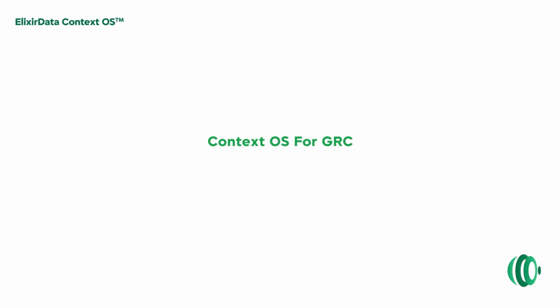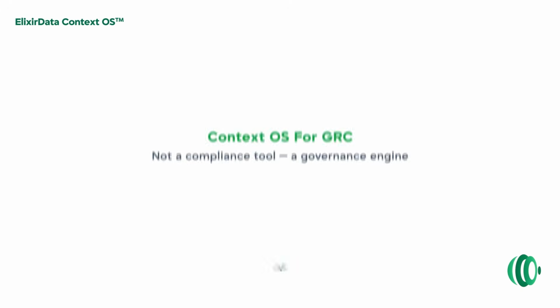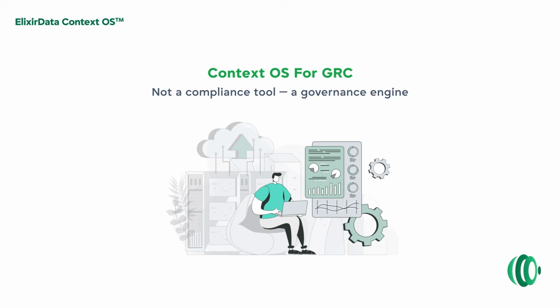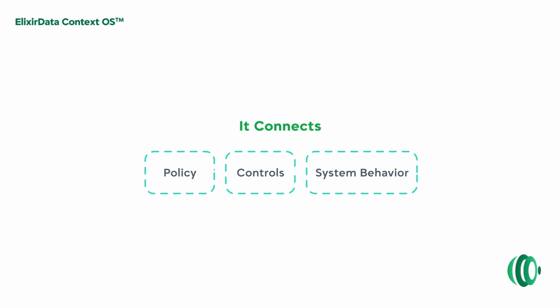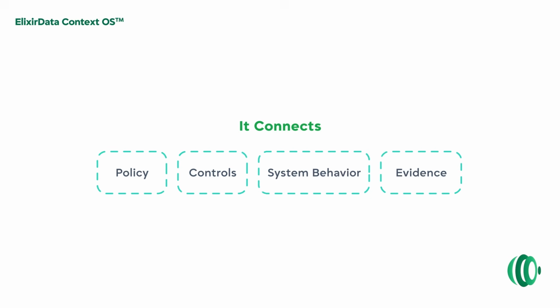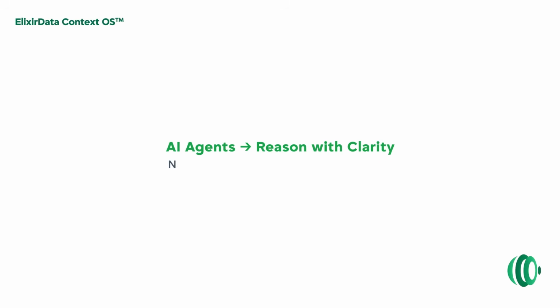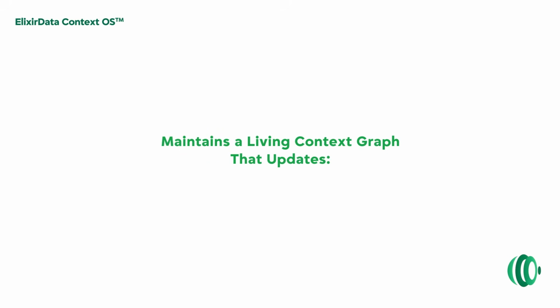Context OS for GRC. Context OS isn't just another compliance platform, it makes governance continuously computable. It connects policy, controls, system behavior, and evidence into a governed view of reality. AI agents reason about governance without guessing or acting outside authority. Instead of isolated artifacts, Context OS maintains a living governed context graph, continuously updating.